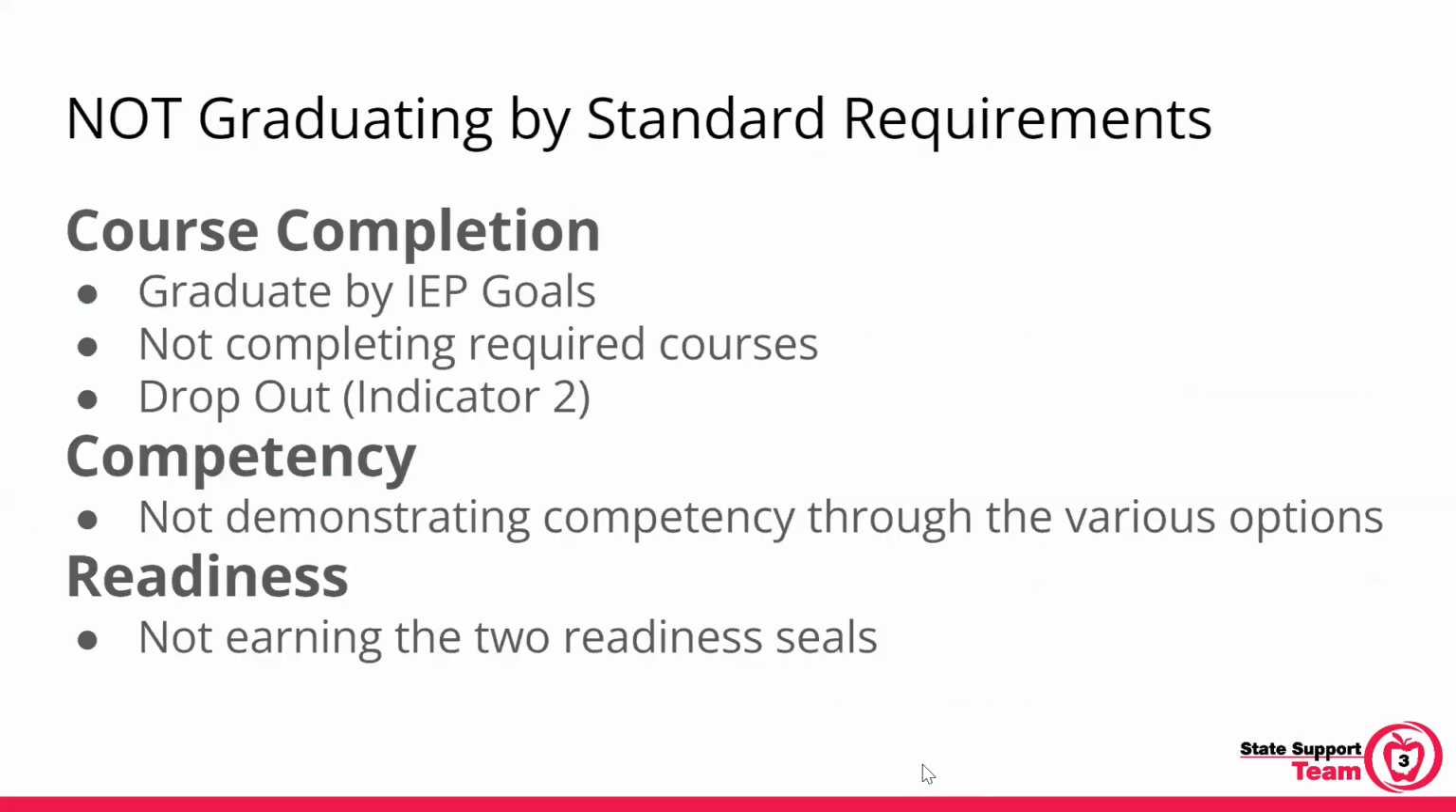So how do students not graduate by the standard requirements or the typical pathway? Course completion, a very, very small percentage of students may graduate by meeting their IEP goals, not completing required courses, or dropping out. Another way is not demonstrating competency through the various options, and not earning the 2 readiness seals.